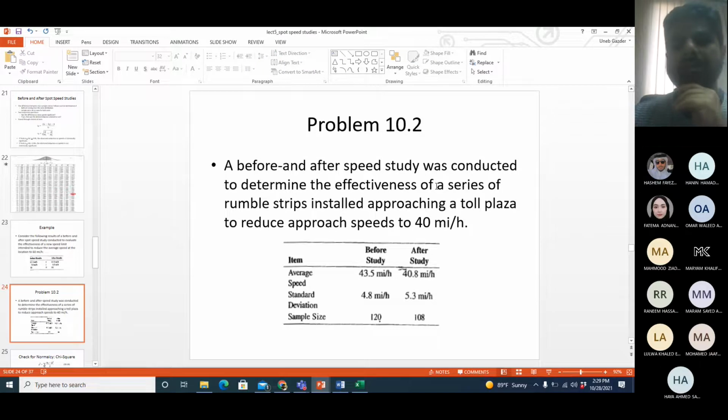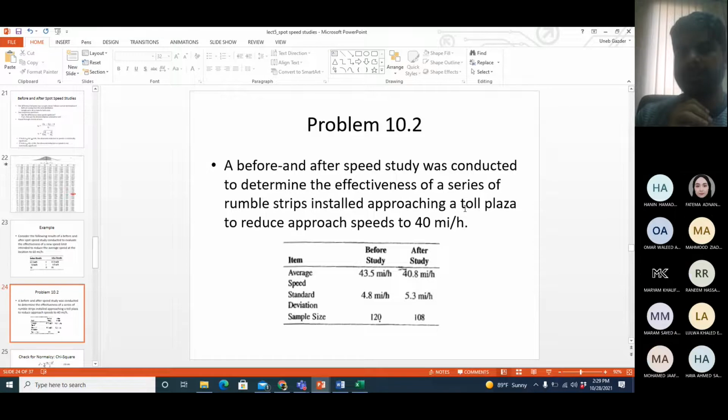A before and after study was conducted to find out the effectiveness of a series of rumble strips before approaching a toll plaza. A toll plaza is like a barrier, a check post where you have to pay before you move ahead. They wanted to reduce the speed to 40 miles per hour. You can see the table: the before and after samples are given, with mean, standard deviation, and number of values for each sample. And we will follow the same procedure.